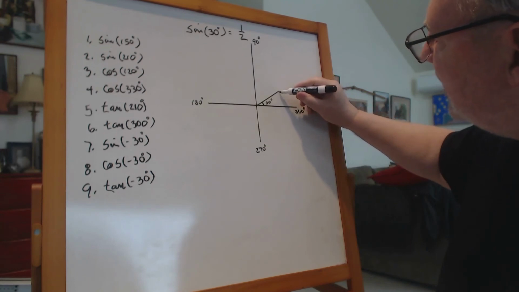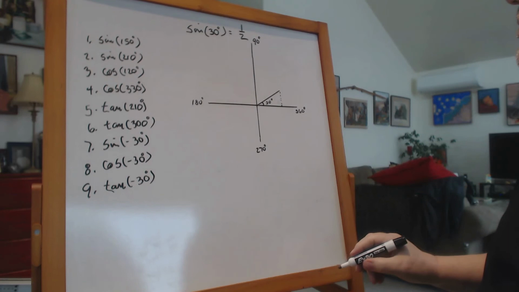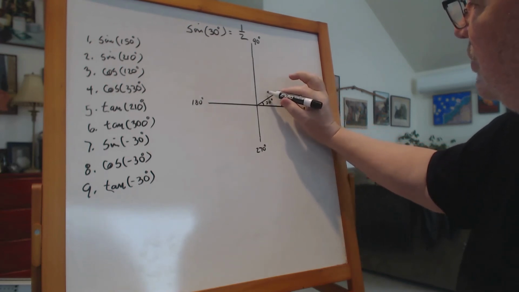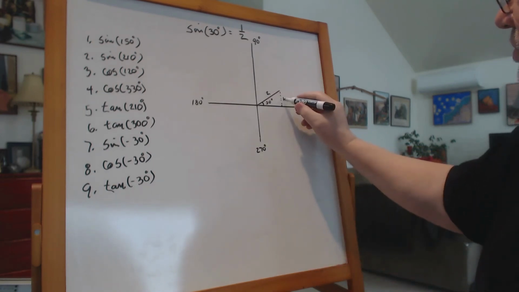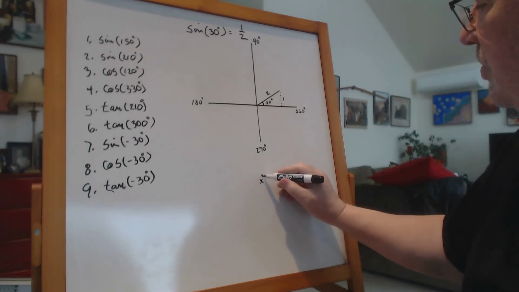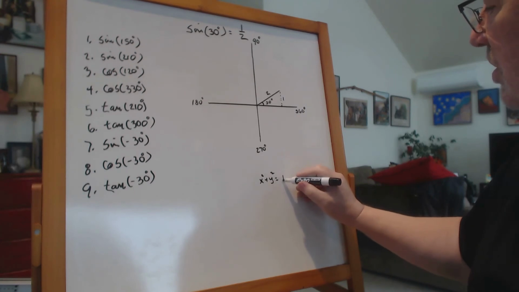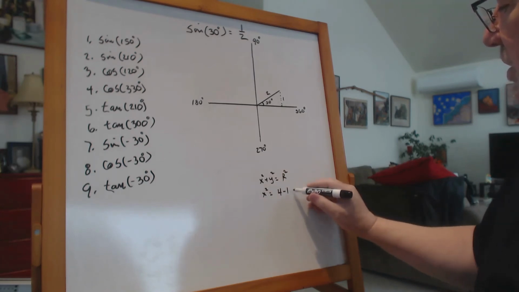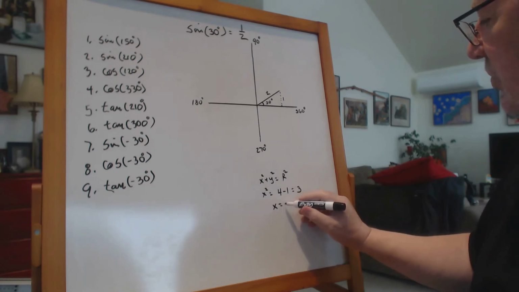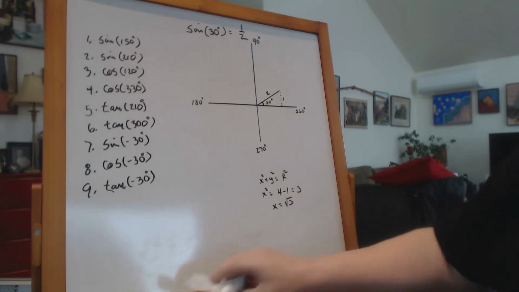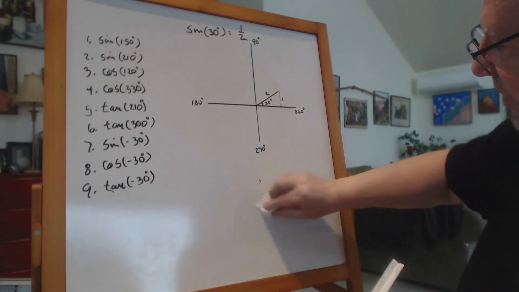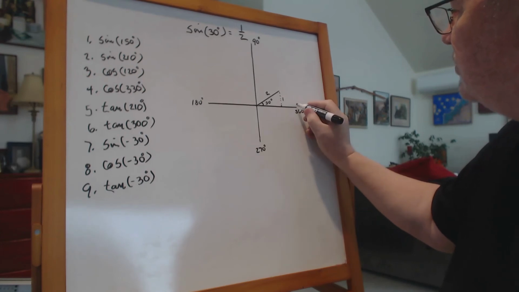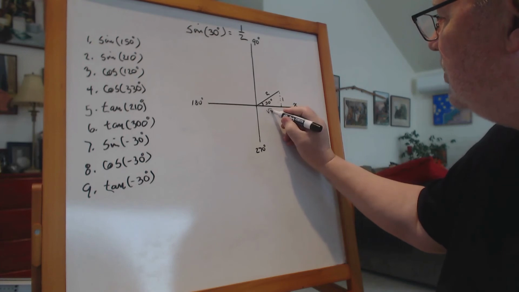And we were given that the sine was 1/2. So y over r is 1/2. That means that x squared plus y squared equals r squared. X squared equals 4 minus 1 equals 3. So x equals the square root of 3. That's an important result. So this base right here on x is square root of 3.